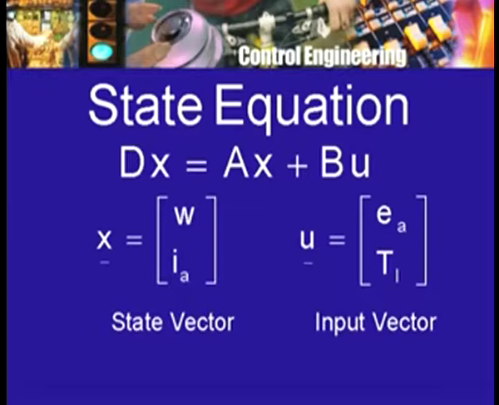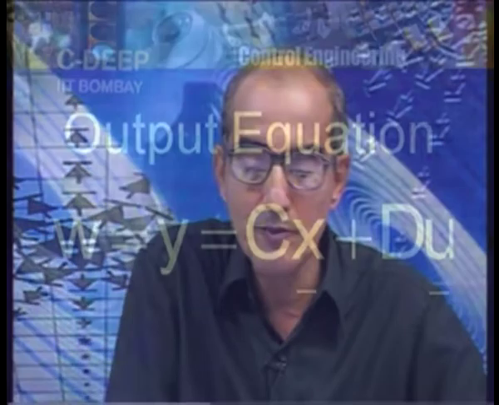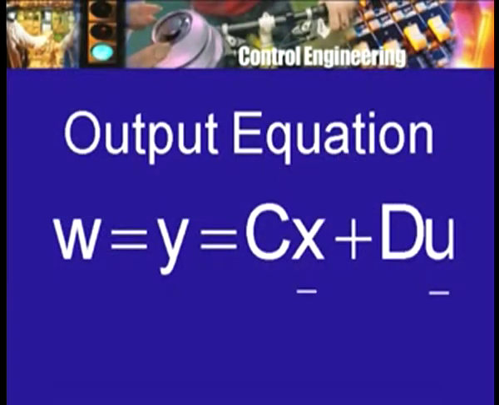Then, to get the variable of interest, which in this case is only the speed, one has what is called the output equation, and the general form of it, denoting the output, which may also be a vector, there may be more than one. The output vector y will be equal to Cx plus Du, where C is another matrix, and D is a fourth matrix, and this is the output equation.